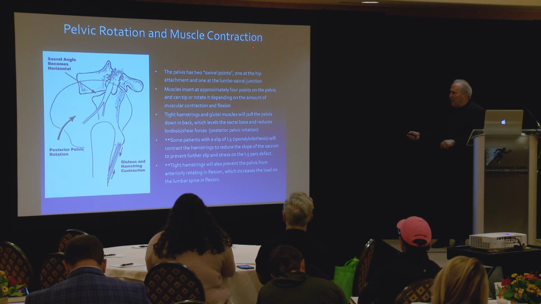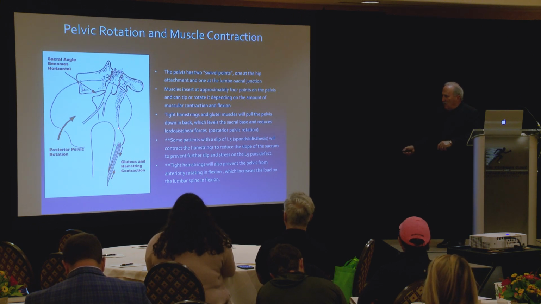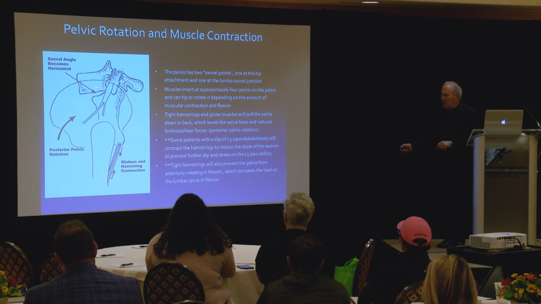So pelvic rotation and muscular contraction. So what can happen to the pelvis? Well, you can tighten the hamstrings, and the hamstrings are going to do what to the pelvis? Posteriorly rotate. What is that going to do to the sacrum? It's going to flatten it, right? So it flattens the sacrum, so there's less shear on the sacrum.